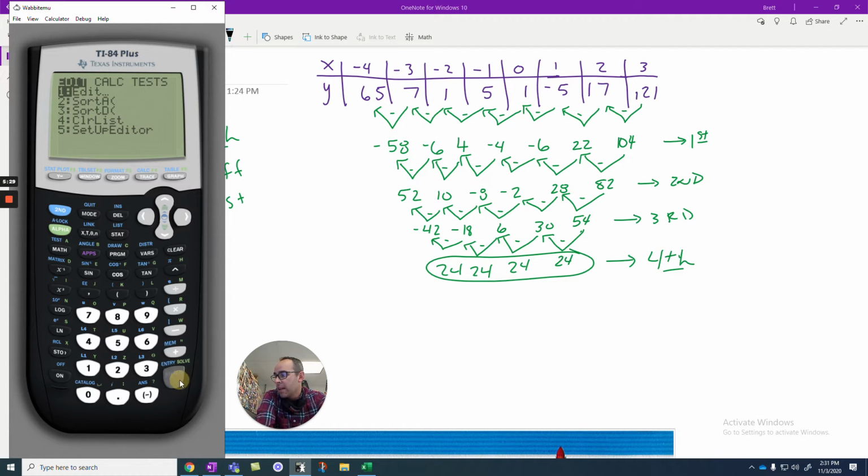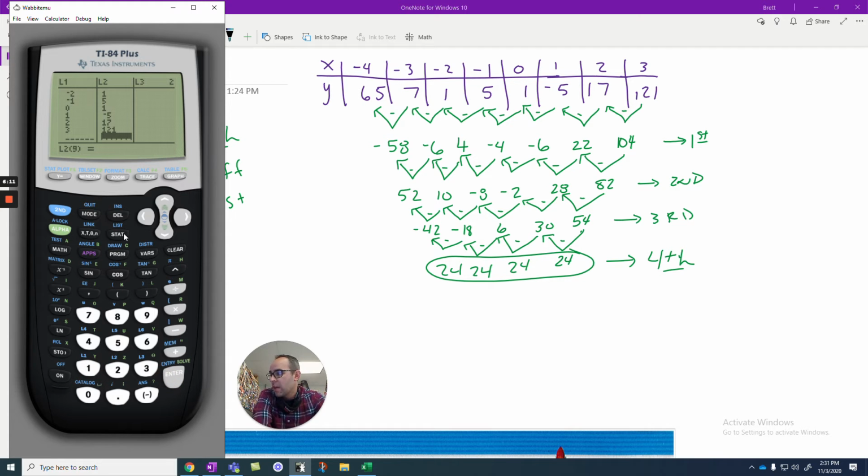Then we're going to edit our data. In L1, we want to put our x's, which are negative 4, negative 3, negative 2, negative 1, 0, 1, 2, and 3. And then we come over to L2 and we give our y values, which are 65, 7, 1, 5, 1, negative 5, 17, and 121.